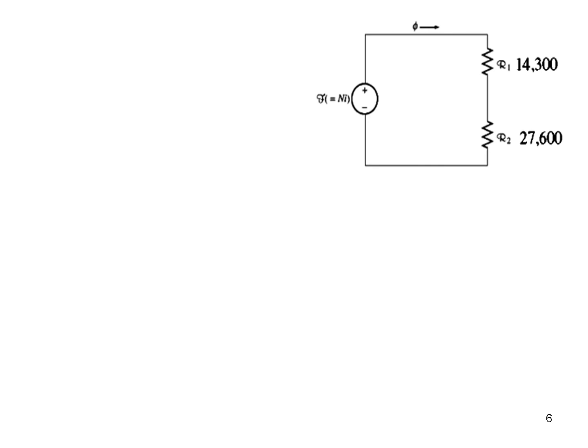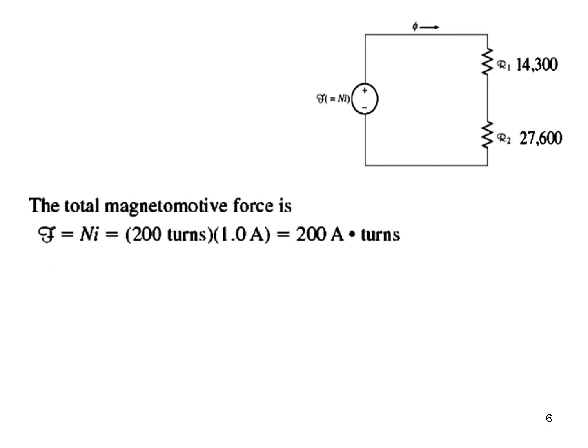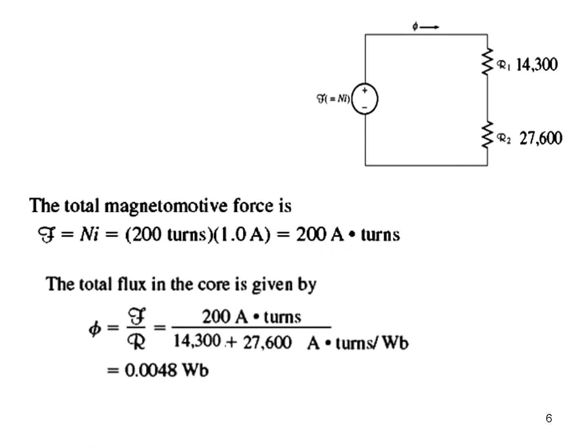So our equivalent circuit will now look like this. R1 we have found, R2 we have found. We need to find this one to calculate phi. So the magnetomotive force is N times I, 200 turns and current is 1 ampere, so it is 200 ampere turns. And now the formula for phi is MMF divided by reluctance, 200 amperes from here, and the sum of the two reluctances. So the answer is 0.048 Webers.